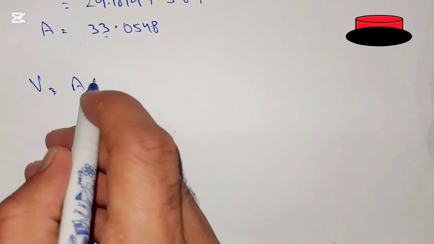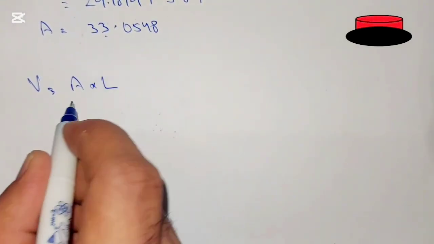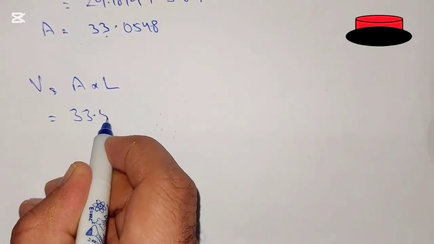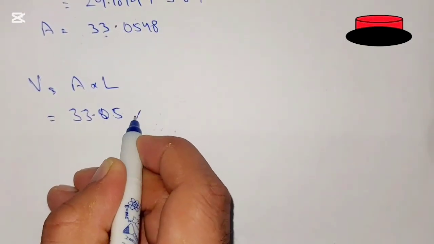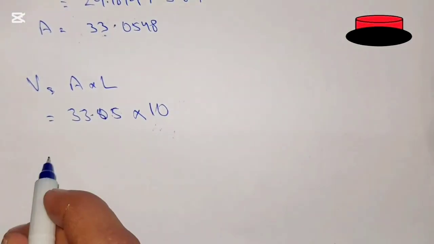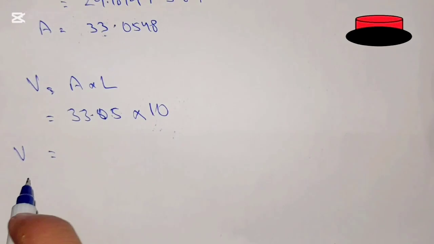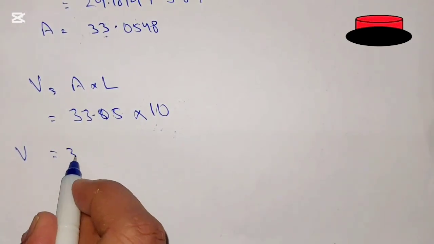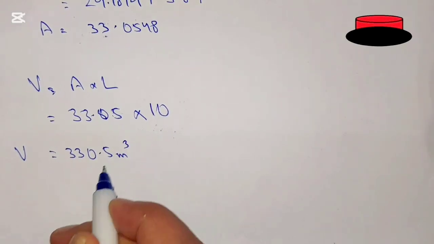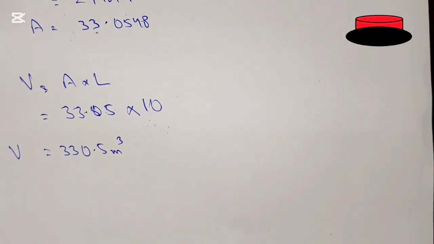So therefore the volume of the water inside the tank will be the area of the segment multiplied by the length. We know the area, which is 33.05, multiplied by the length, which is given, that is 10 meters. So the volume of the water inside the cylinder is going to be 330.5 meter cube. So this is the volume of water.